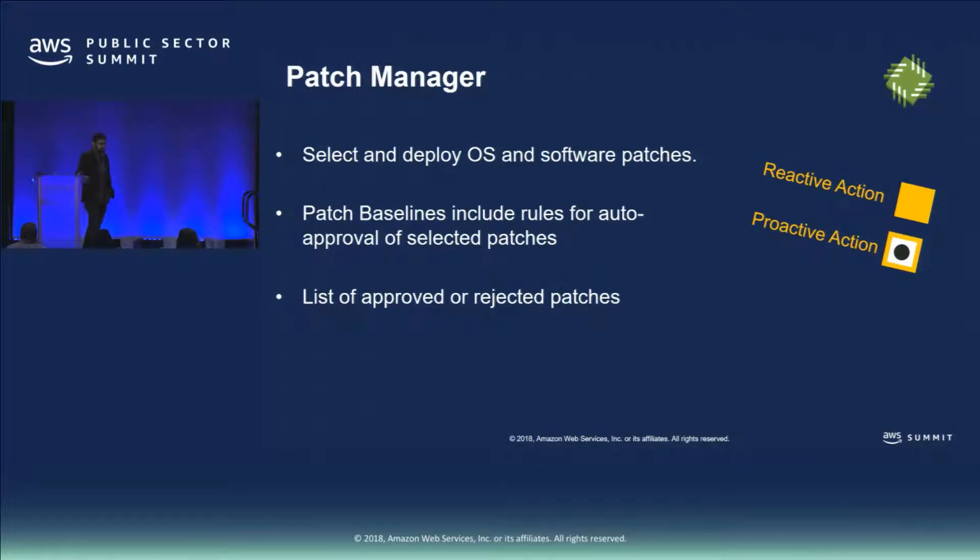Patch Manager basically allows you to select and deploy operating system patches, and software patches both, on either EC2 instances or on-prem resources. So how do you do it? First of all, you would have to create what we call a patch baseline. A patch baseline includes rules for auto-approval of selected patches, and you can also define the delay in that auto-approval in terms of number of days. And if you want to override your auto-approval rules, you can also specify approved or rejected patches from those lists of patches, such as operating system patches or security patches.